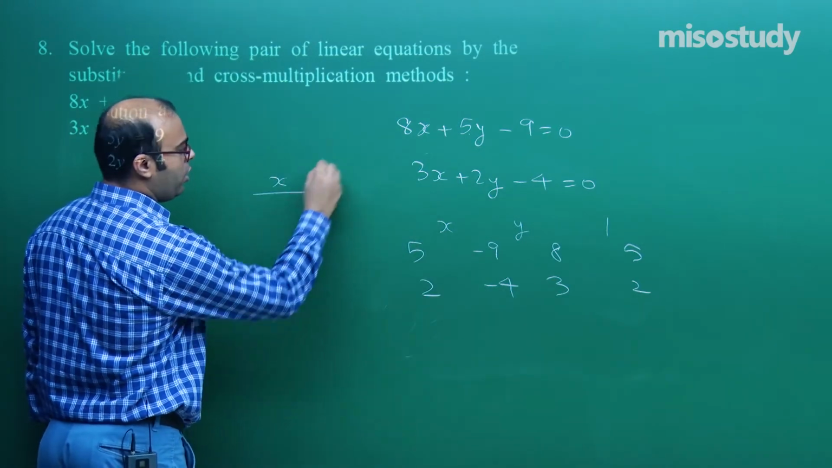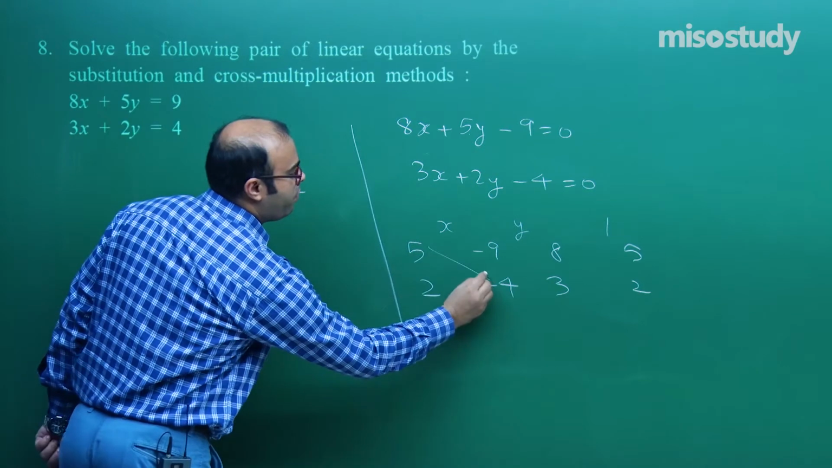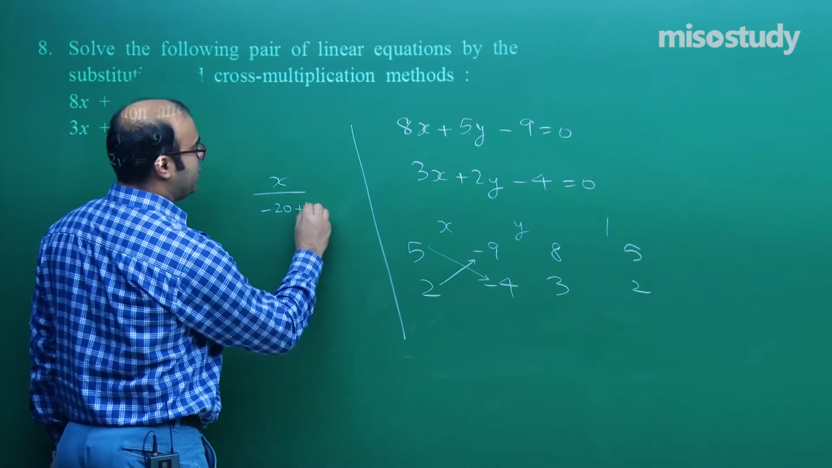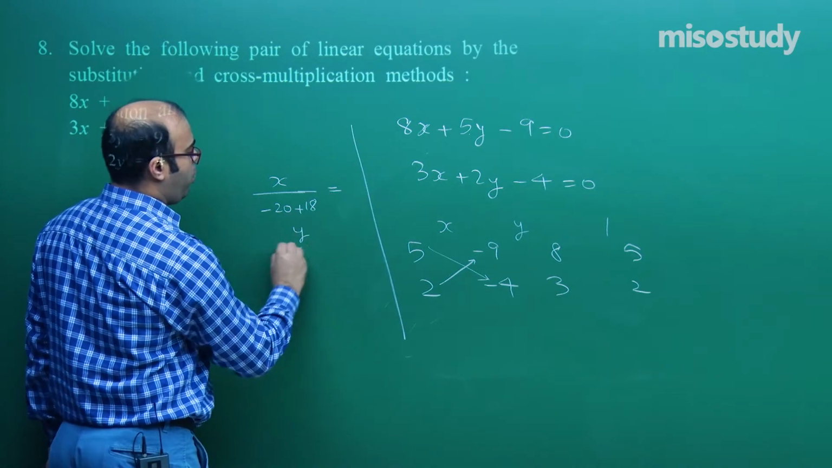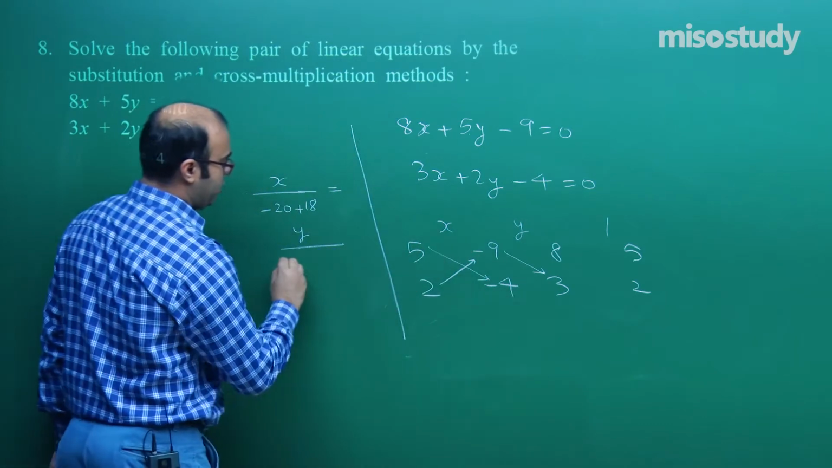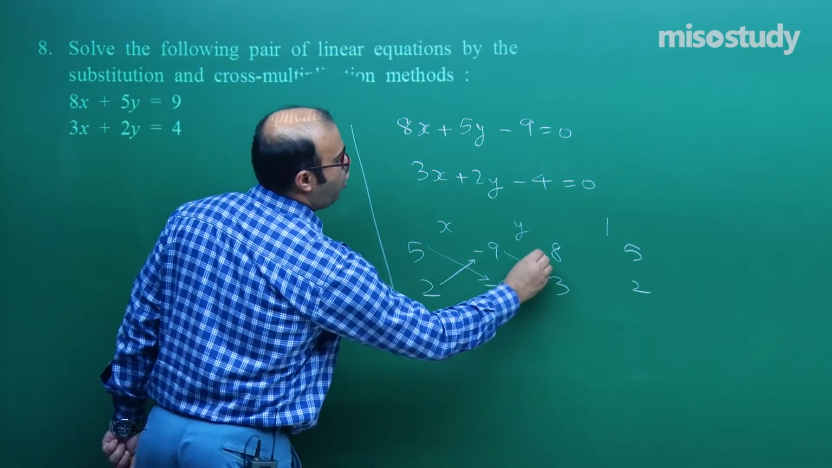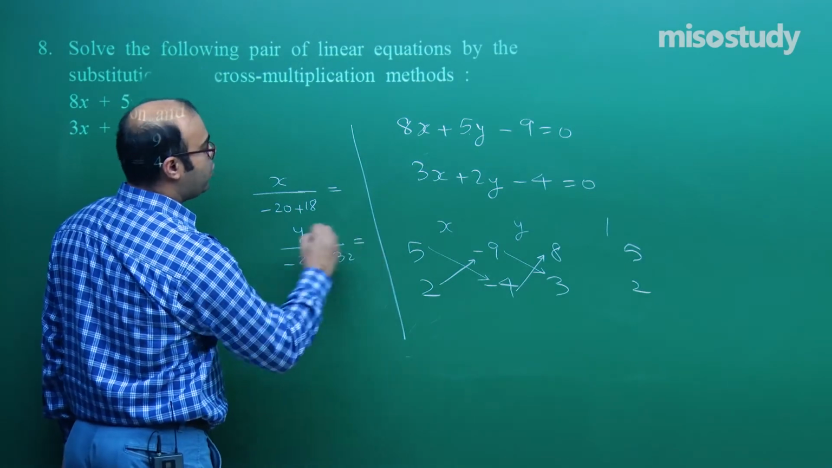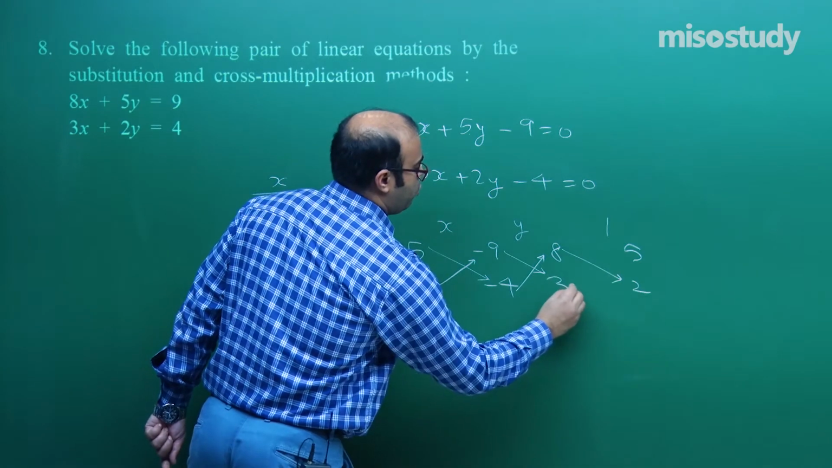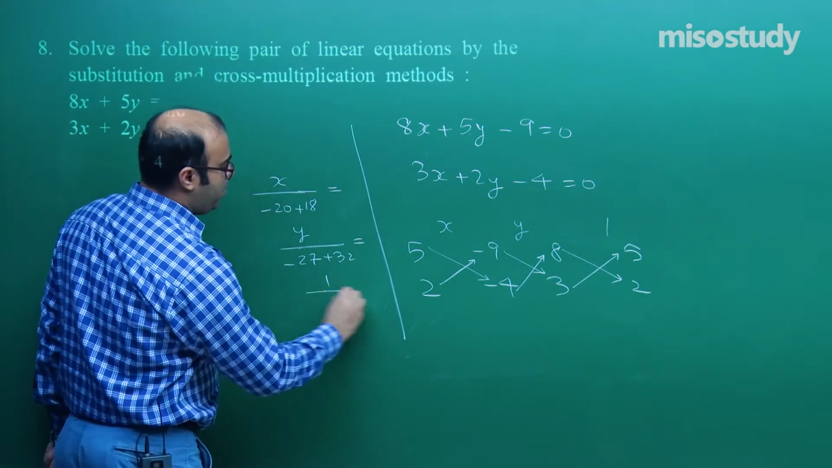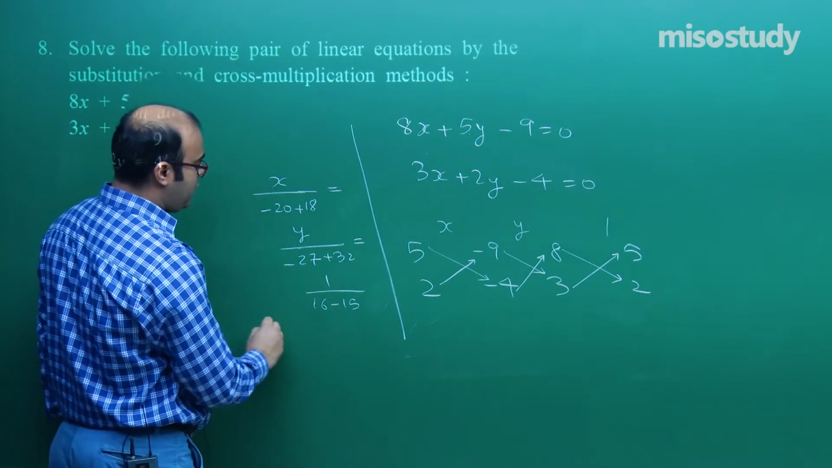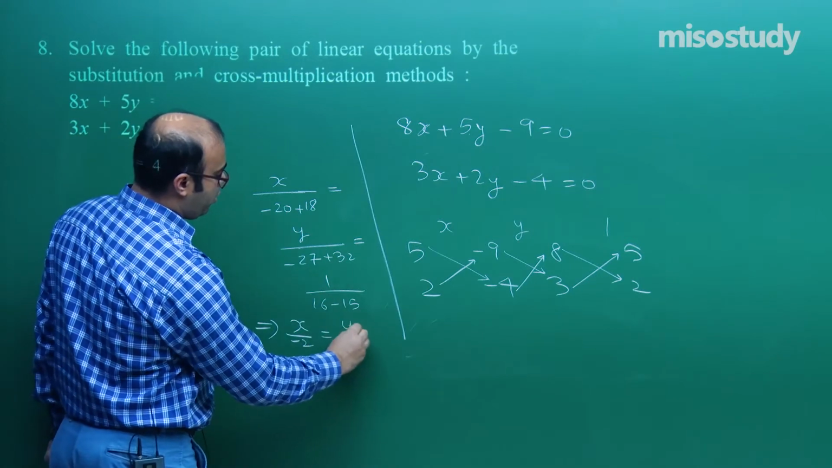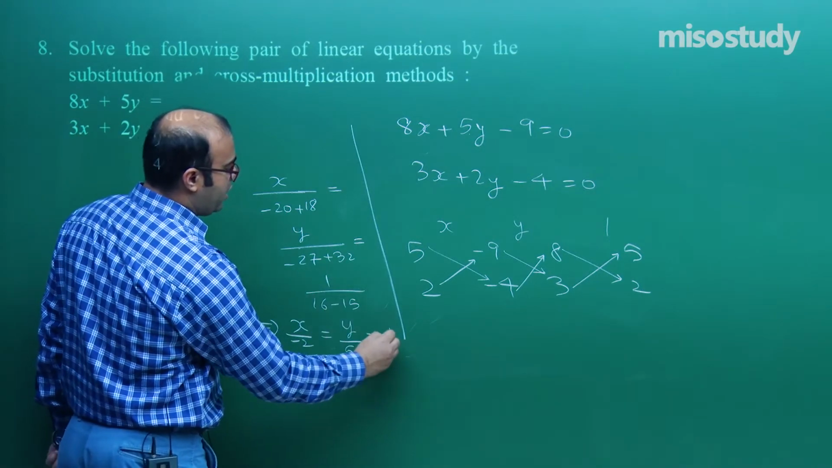We will take x upon, let us do the calculation, 5 into minus 4, that is minus 20, minus of 2 into minus 9, that will be plus 18. This is equal to y upon minus 9 into 3, minus 27, minus of minus 4 into 8, that will become plus 32. This is equal to 1 upon 8 into 2, 16, minus 5 into 3, 15. So let us see what we get. x upon minus 2 here, y upon 5 here, and here we get 1 upon 1.